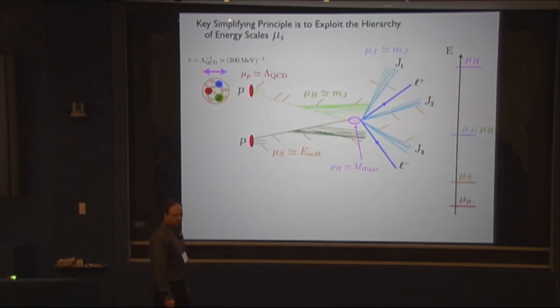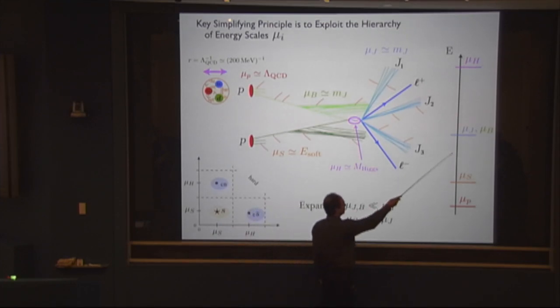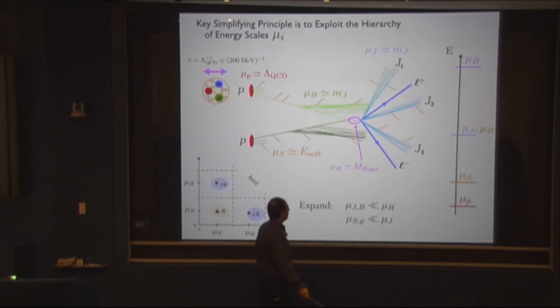Okay, so what is the simplifying idea that allows me to do that? And the simplifying idea is that there's different scales in this problem, different energy scales. There's, for example, the very low energy scale associated to the binding of the proton, and the very high energy scale associated to the Higgs mass. And I'm going to separate those scales, and I'm going to make expansions. I'm going to expand in the ratios of those scales. There's also intermediate scales associated to the formation of the jets or the soft dynamics, and I'm going to be expanding in all those ratios.